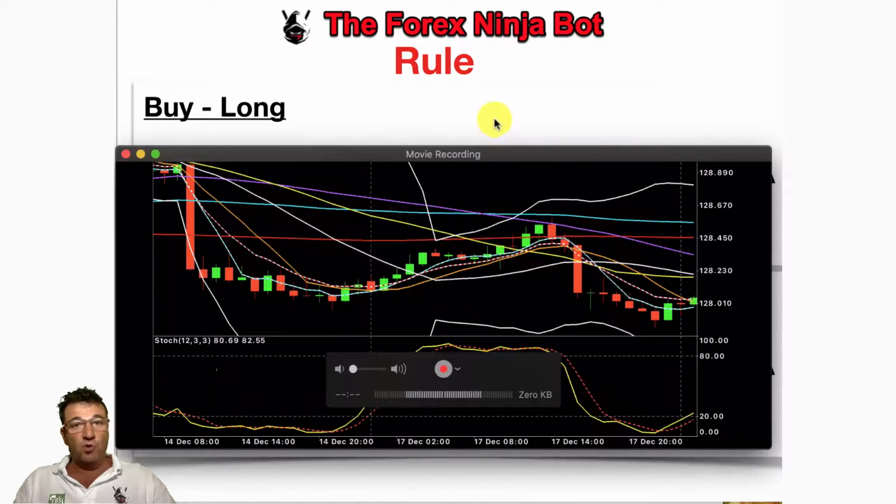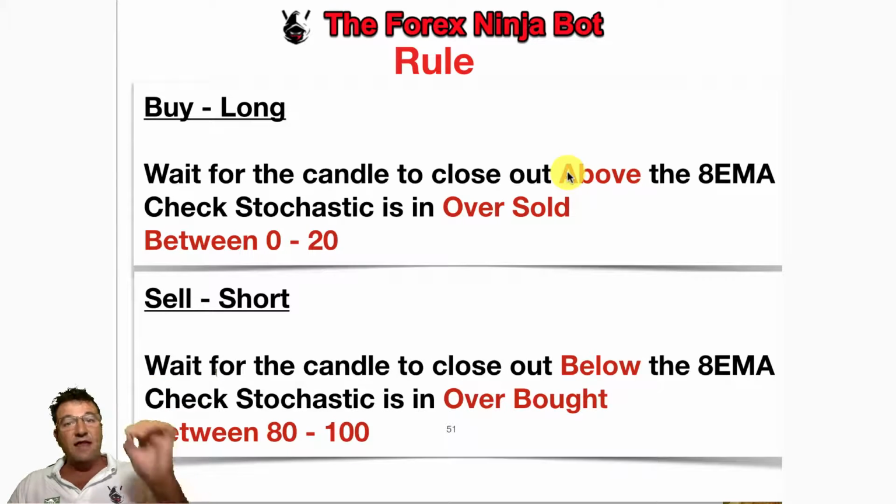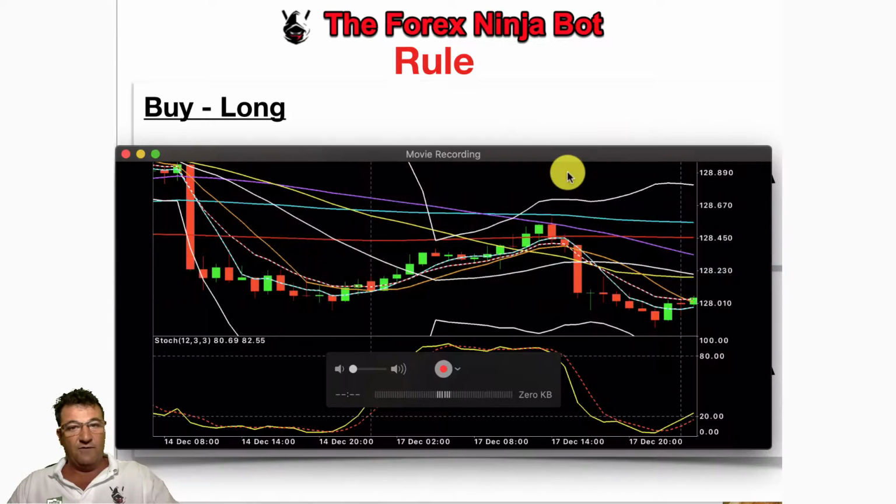Now, the rule is that when you see a doji at the top of a trend, you wait for the candle to close above the 8 exponential moving average. You can also wait for your stochastic to be in an oversold position. Then you would know that you're about to go into a short position, and you can actually place your short order if you'd like to.